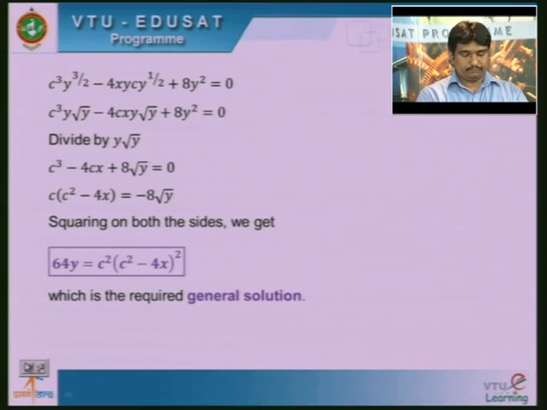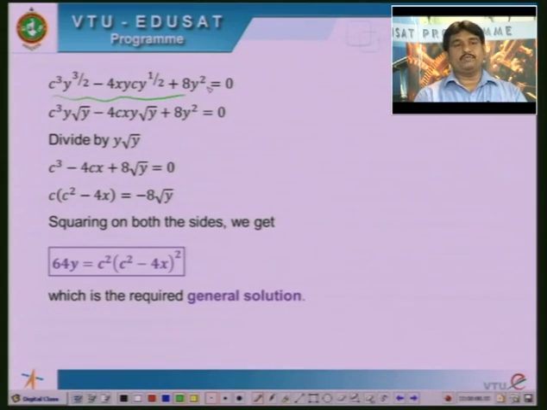We get c cube into y to the power of 3 by 2 minus 4xy c into y to the power of half plus 8y square equals 0. Simplify this. After dividing throughout by y root y, we get c cube minus 4cx plus 8 root y equals 0. Take c common, then it is c into (c square minus 4x) equals minus 8 root y. If you want, you can square it to get 64y equals c square into (c square minus 4x) the whole square. This is the general solution of the given differential equation.